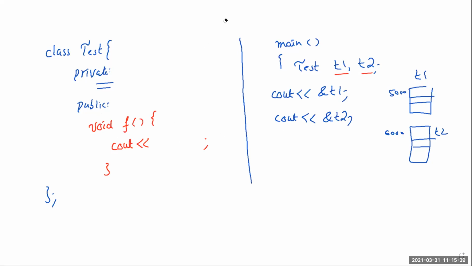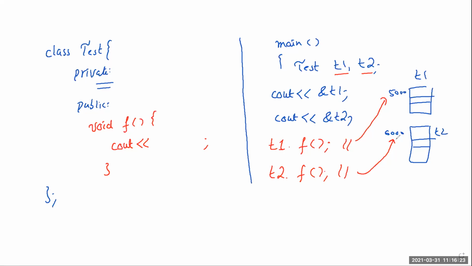And what do we want when I call this function like t1.f? We expect that this should print the address of t1, say 5,000. When you call this function with t2, we expect it to print the address of t2, which is say 6,000. So in other words, when you are calling the function, you want to print the address of the current object. Why am I saying current object? Because when the function is executing, it is executing for a particular object. When you write t1.f, the current object is t1. When you are on the statement t2.f, the current object is t2.